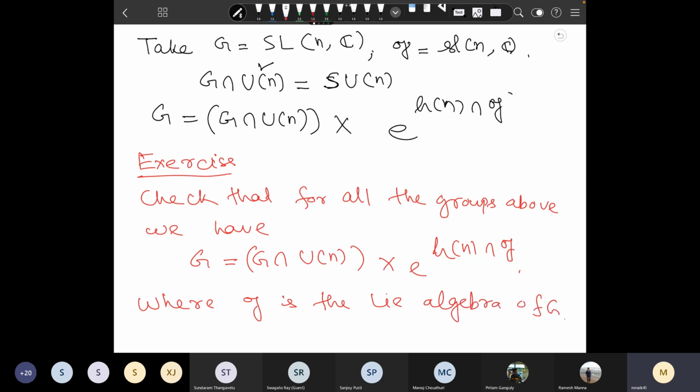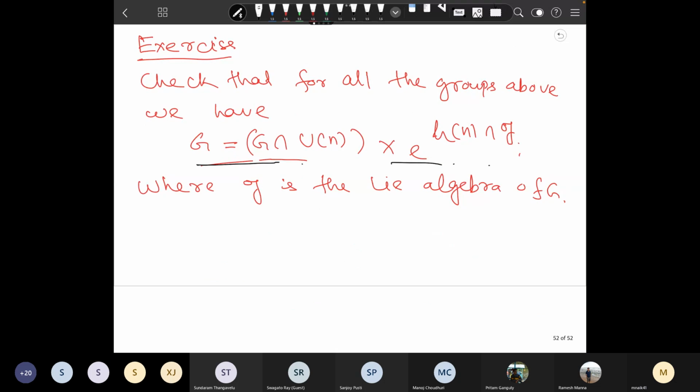So this is a polar decomposition, and I am saying that polar decomposition is nothing but precisely G is equal to G intersection UN into e to the power Hn intersection G, where G is the Lie algebra of G. You can check these 5 proofs listed above. So what is our goal now? Our goal is to generalize this result to a general classical Lie group.